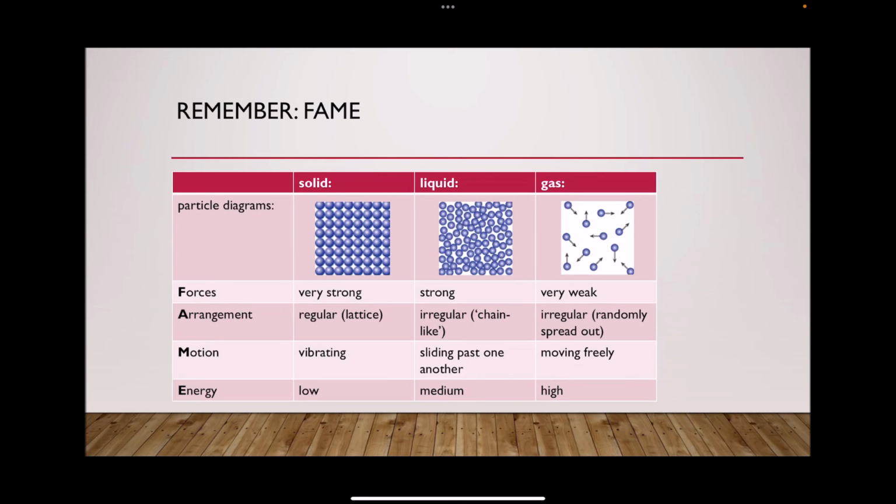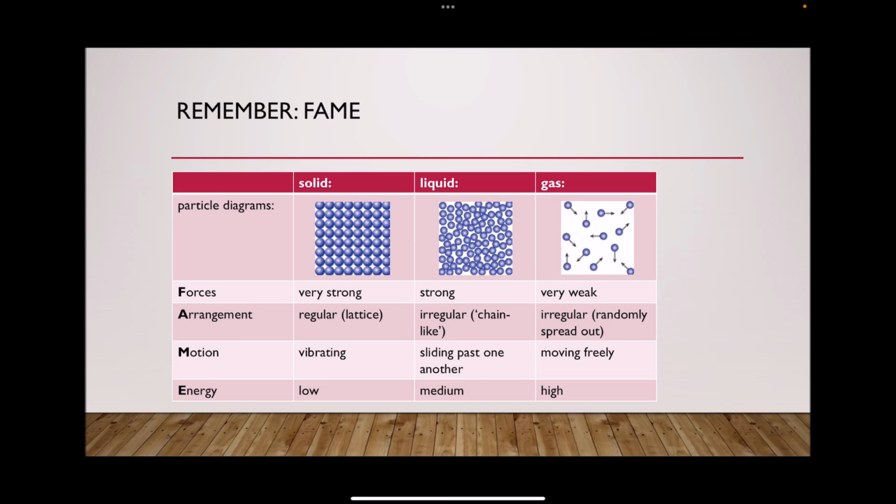Now, what you should remember is FAME, because FAME will help you to know everything you have to know about the 3 different states of matter for GCSE and IGCSE chemistry. FAME is a word where all the letters represent a property that has to do with the description of a state of matter. For example, the F corresponds to the property of forces.